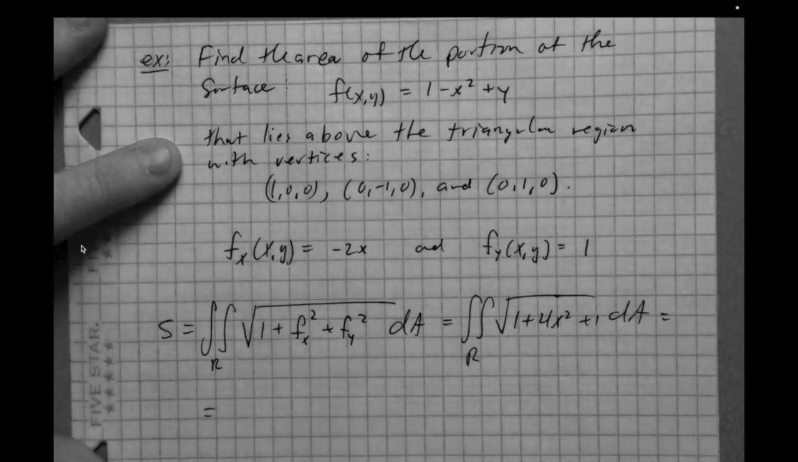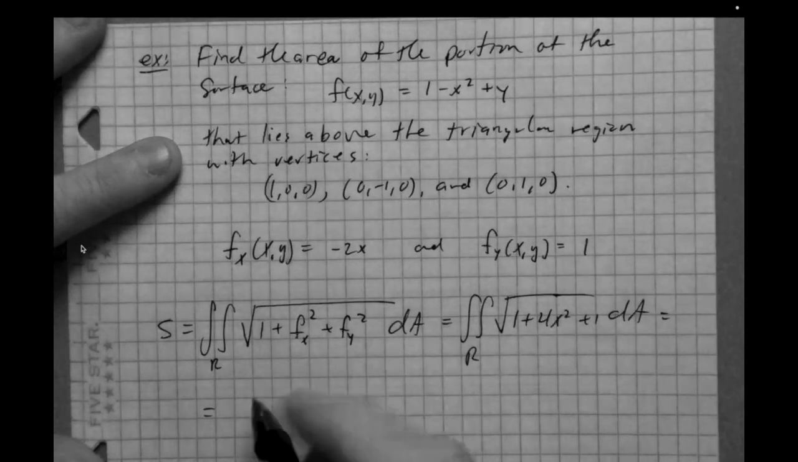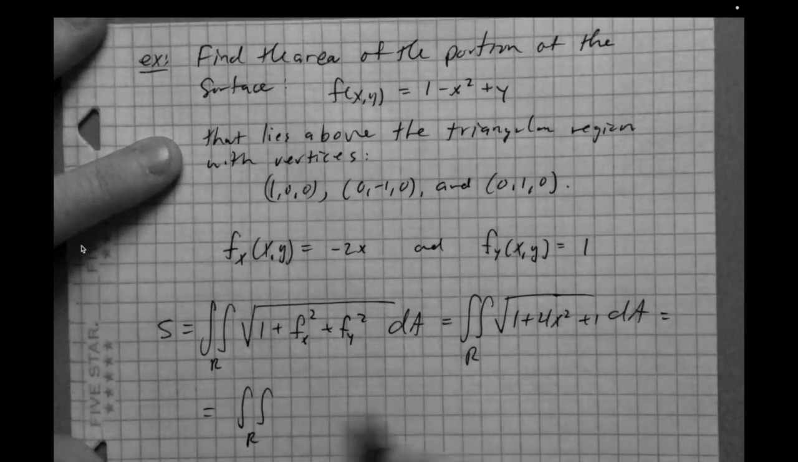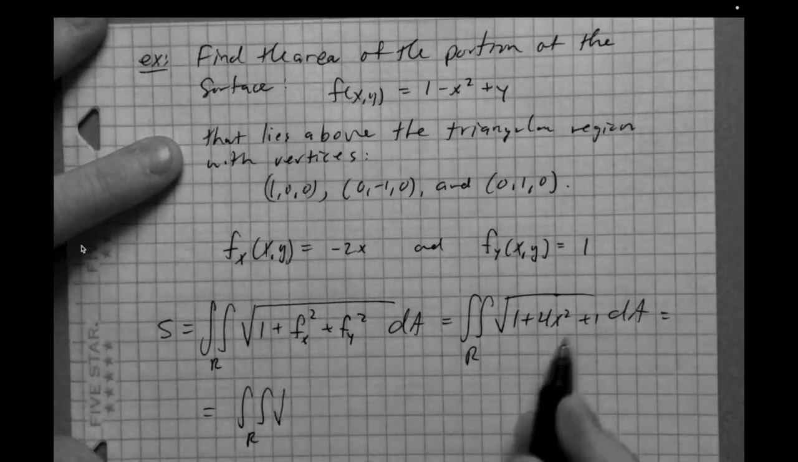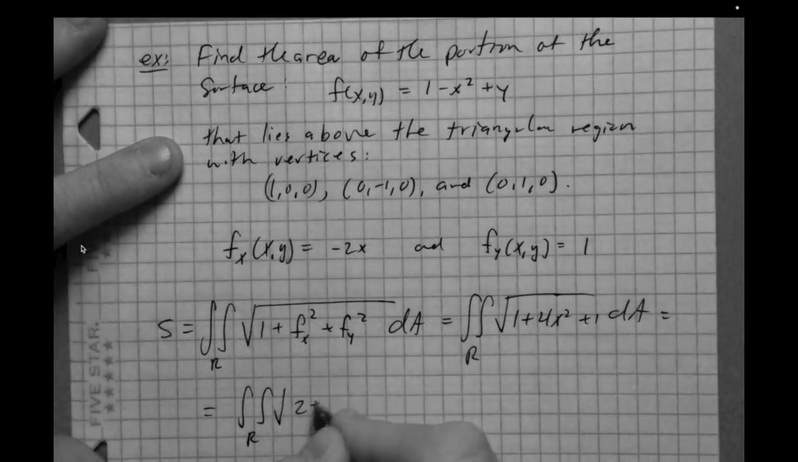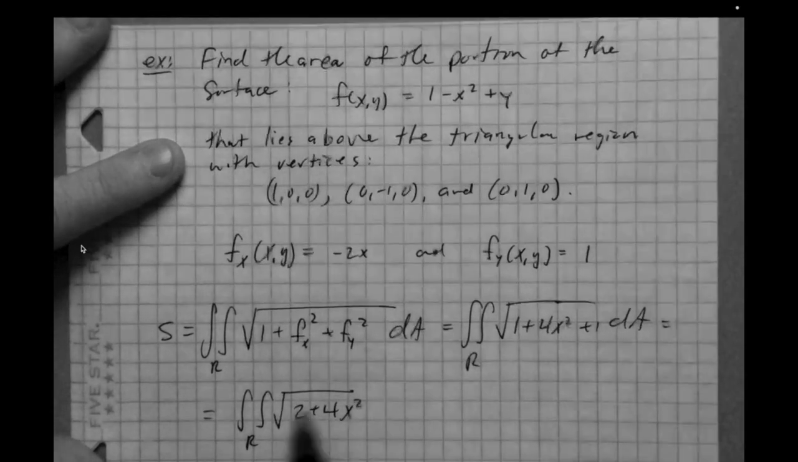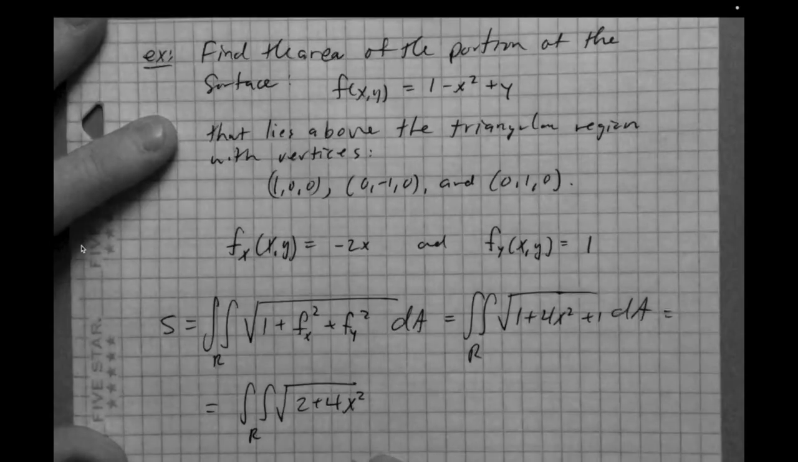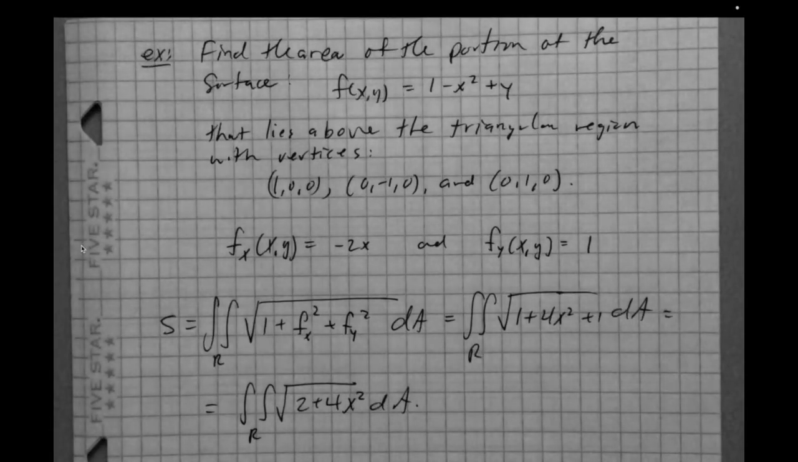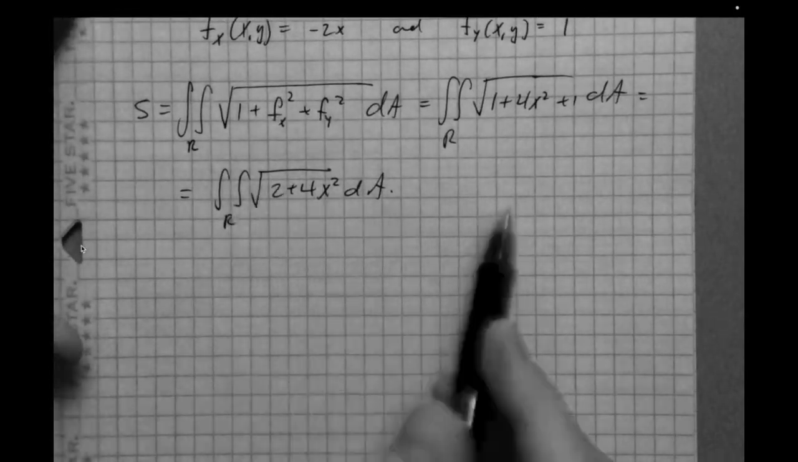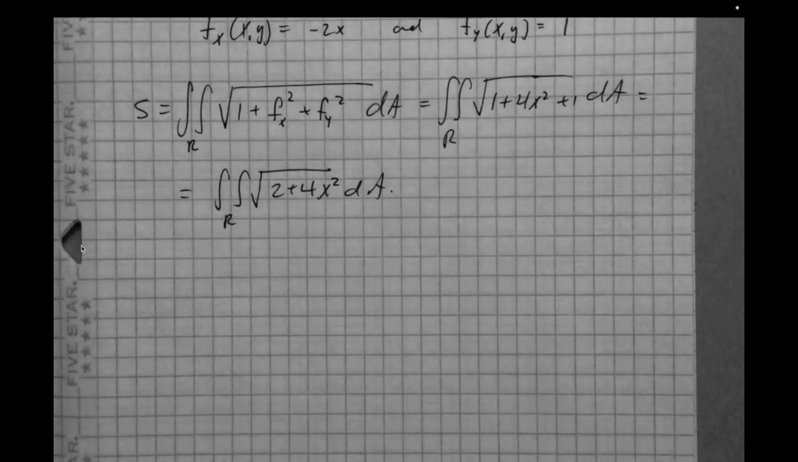Finally we can simplify this down, and it's just the double integral over R of the square root of 2 plus 4x squared, and we'll leave it as dA for now. How we're going to go about this isn't clear yet, but let's leave it like this. So let's draw a picture and make sure we understand this region, because you have to have a picture or some sense for what the region looks like before you can sort out what the bounds need to be.